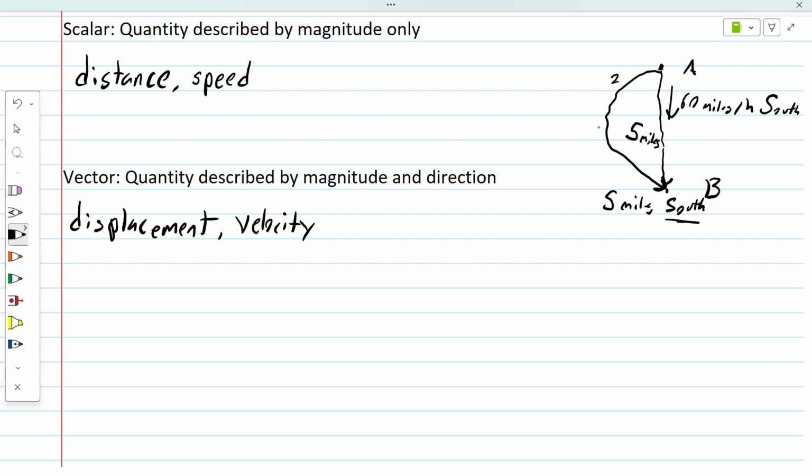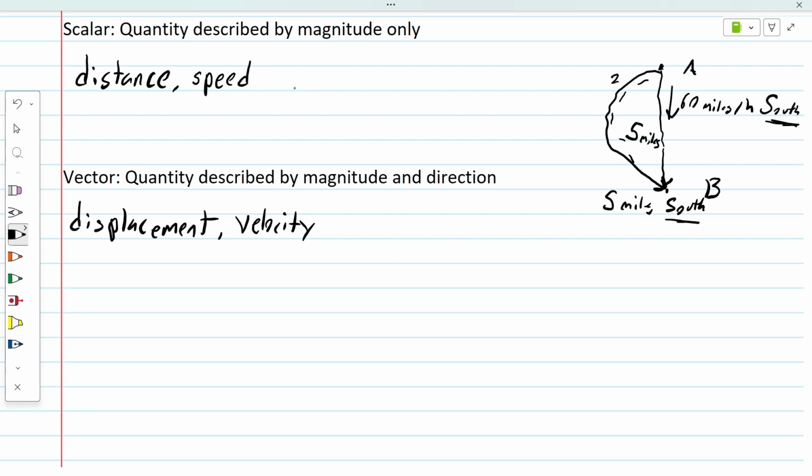You could have individual speeds along each point in your path, but you could also have individual velocities, and your velocity direction is going to change here. So when we talk about velocity, we'll often talk about the average velocity over the period, so that you don't have to account for each one of those. But the main thing here is that every vector needs a direction associated with it.